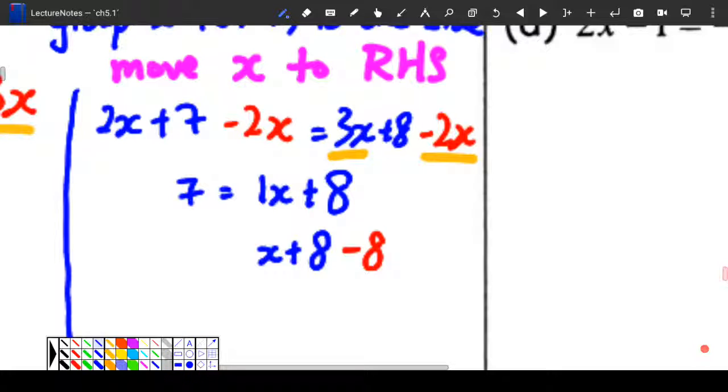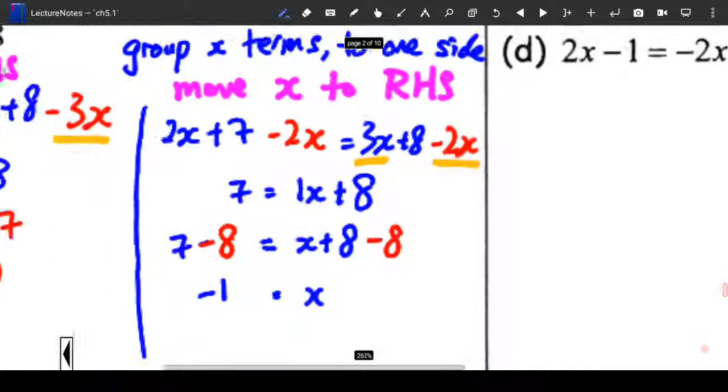I must also minus 8 on the other side. Later we talk about method. So 8 minus 8 will give you 0, just x. What is 7 minus 8? Negative 1.